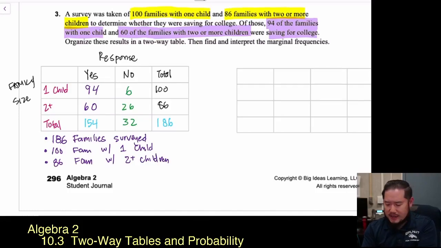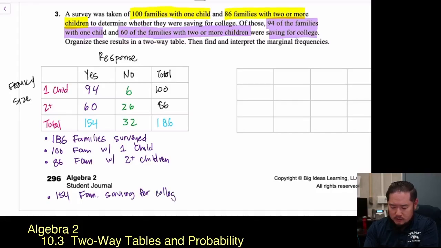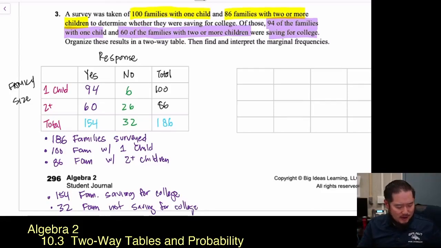If you were to look at this data, what else is important? How about maybe the total yes responses? Okay, so then I'll go ahead and put right here, we have 154 families saving. They said they're saving for college. And we have 32 families not saving for college. And college is pretty expensive. If your family is able to save up for that, definitely things will be in your favor.